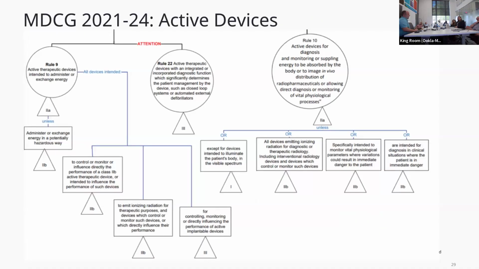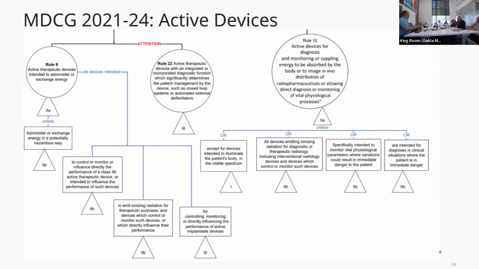And then active devices. This is not my area, but we have people who focus. We have an entire team that focuses on active devices. So really, we're looking at is the storage of energy and deploying it into the patient increasing the risk, and that's kind of driving the classification. So examples that are in here, if they're intended to monitor vital parameters from the patient, that could put the patient in danger. That would increase it to class 2B.